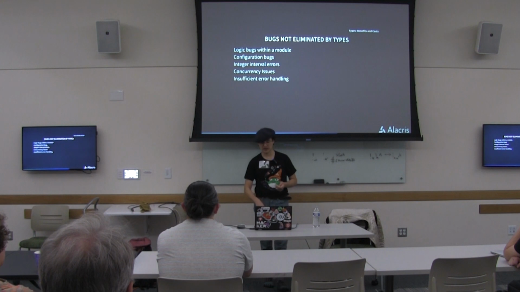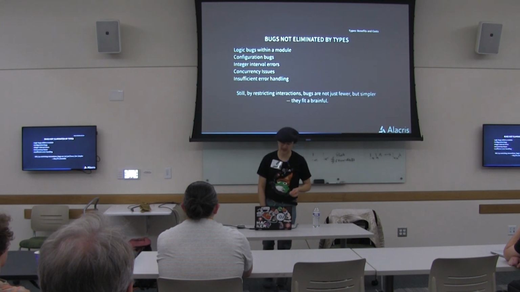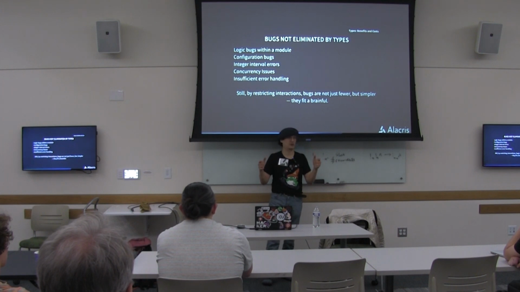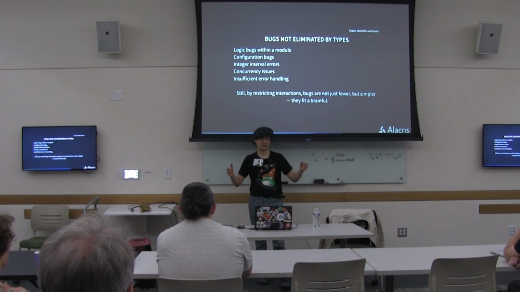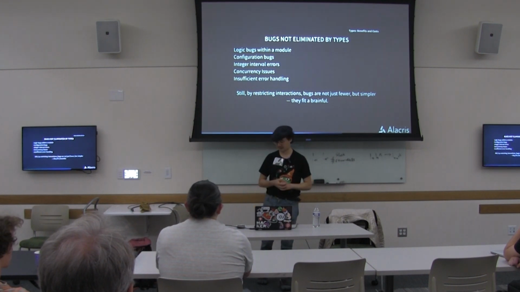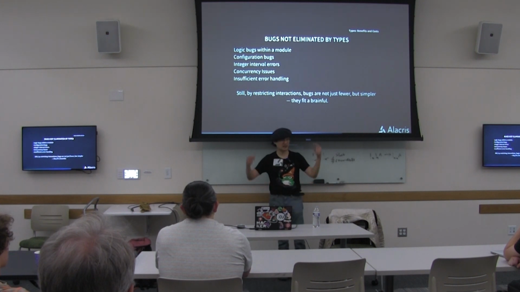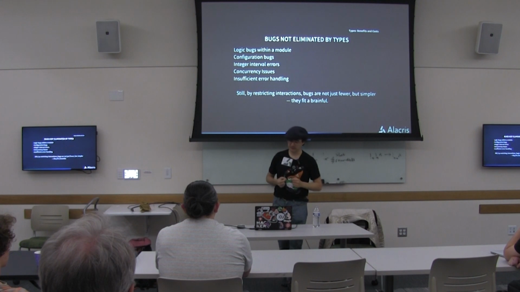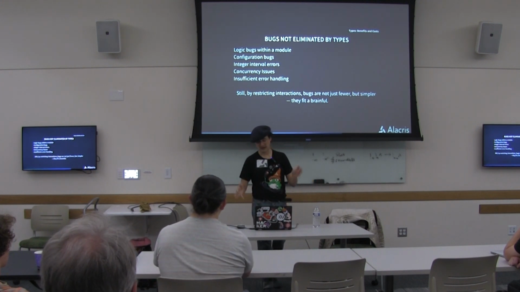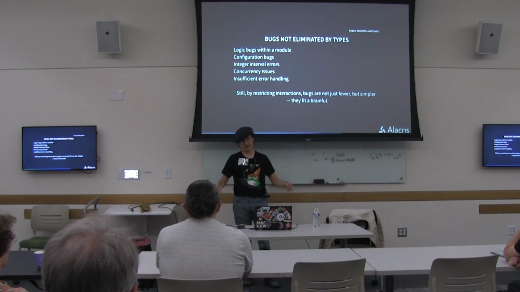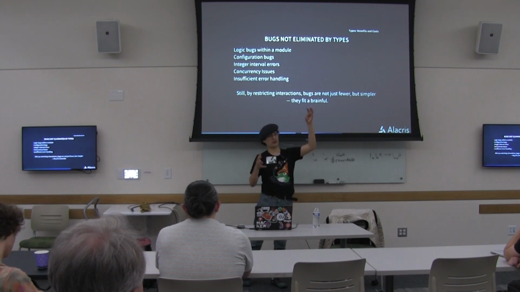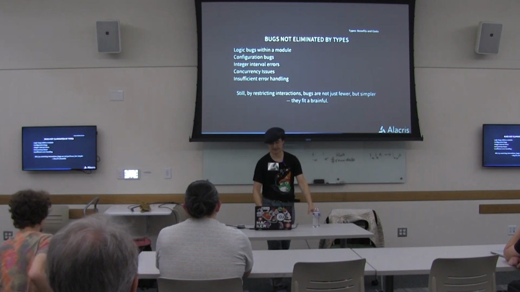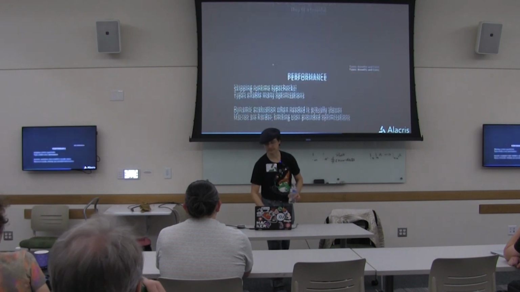But what is good about all these bugs that are not eliminated by types is that by restricting the interaction, these bugs are much fewer and simpler than the bugs I have when I don't have this type infrastructure, which means that they fit in a brain, which is important, which means that now I can fix them. This is not always strictly true, but the more I use the types in the right way, the more it is true that the bugs will be smaller and simpler and fit in my brain. So that's good.